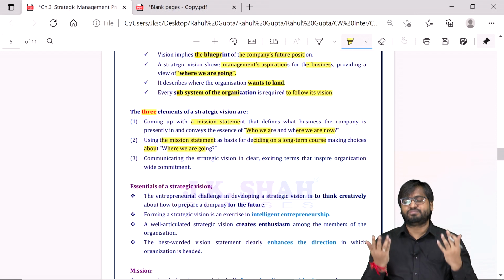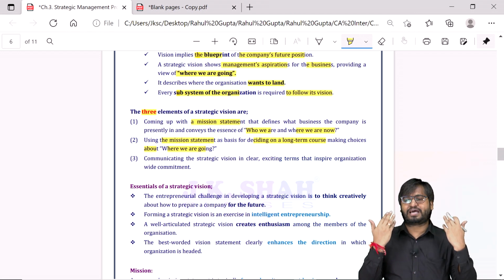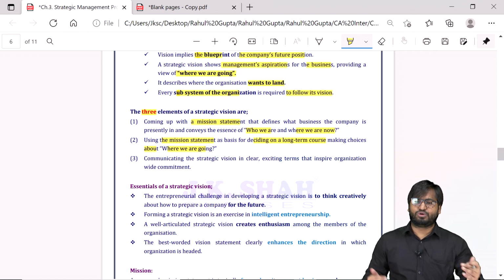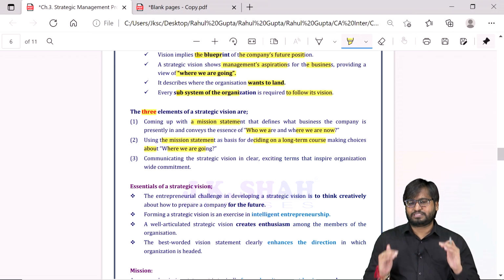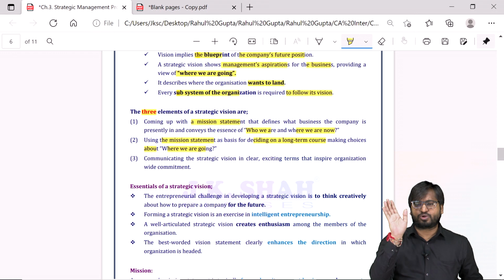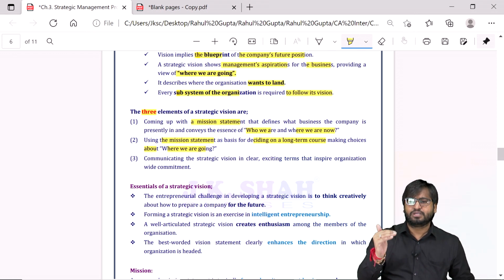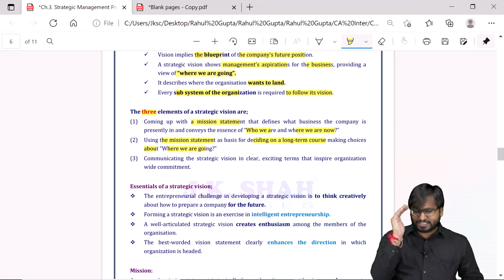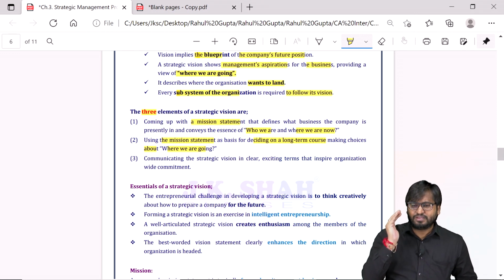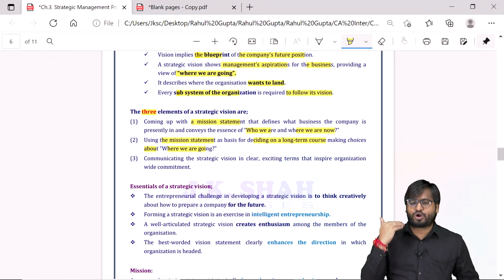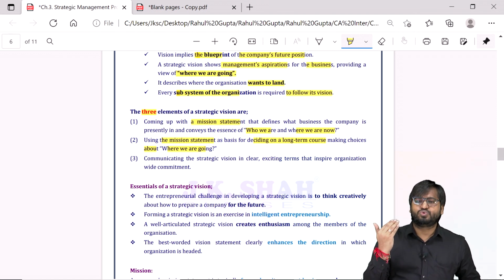What sort of cars we will make. If we want to be the most preferred car manufacturing company by 2040, don't you think I should know about my present capabilities? What is the present focus? So the first element was to draw up a good mission statement which tells us who we are, where we are now. And using this mission statement, we will have a long-term idea as to what things we will do to achieve our vision.